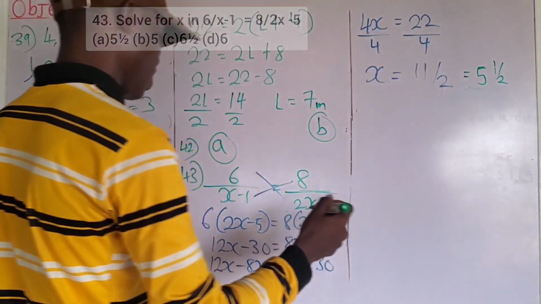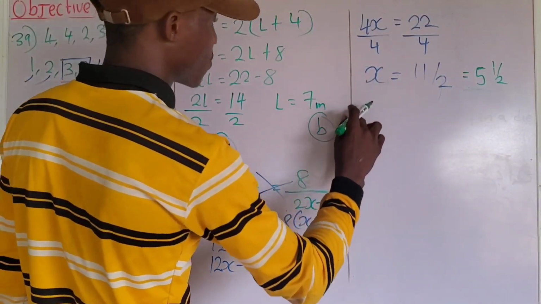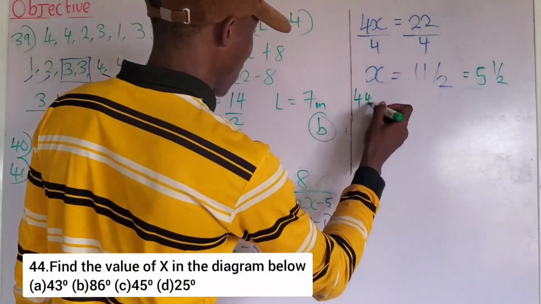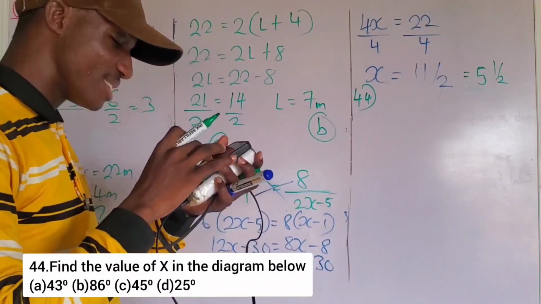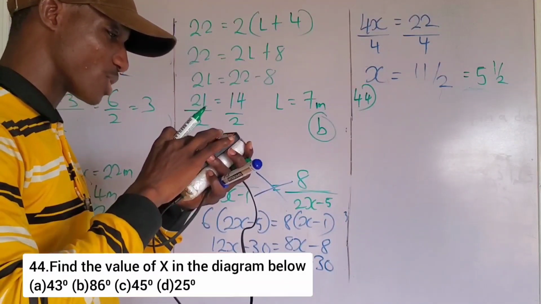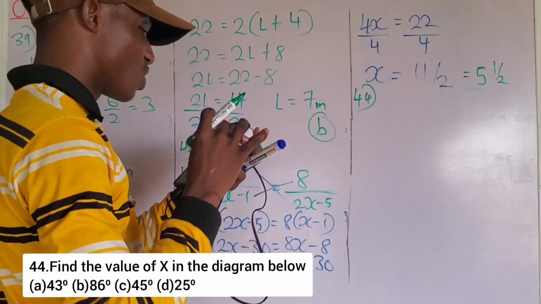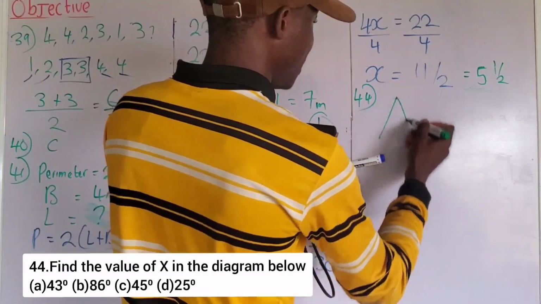So don't get confused. Now we have question 44. For question 44, option A is the correct option. For question 42, option A is correct. Question 44, we are asked to find the value of x.